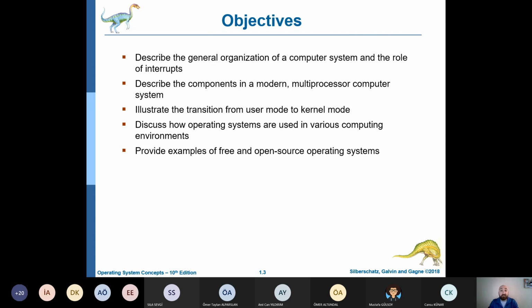We are going to describe the general organization of a computer system and the role of interrupts. We are going to describe the components in a modern multiprocessor computer system. We are going to illustrate the transition from user mode to kernel mode. We are going to discuss how operating systems are used in various computing systems, and we are going to provide some examples of free and open source operating systems.